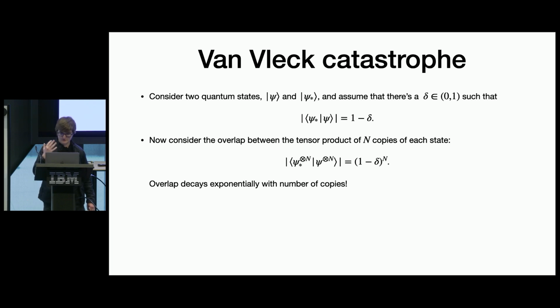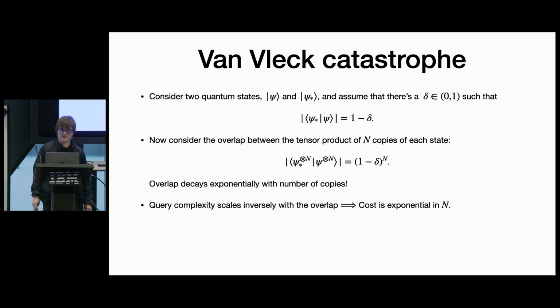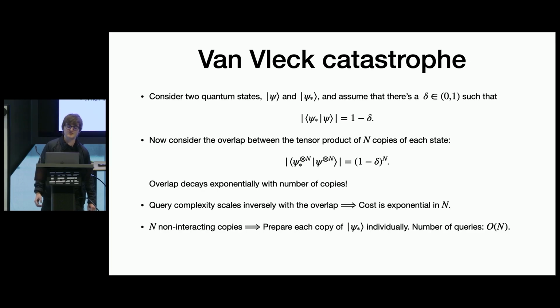Now, if you just simply use that result and plug it into, say, a quantum phase estimation algorithm, you'll see, oh, the query complexity, right, because it scales inversely with the overlap, it seems to suggest that for this simple example, all of a sudden the cost is exponential in n. Of course, in this example, this is actually not what's happening, because you would never use the quantum algorithm in that way to prepare the ground state of n tensor copies, because they're non-interacting, right? So what you would do in this case actually is you would just prepare each copy of psi star individually. And the cost for doing that would only scale polynomially in n rather than exponentially.